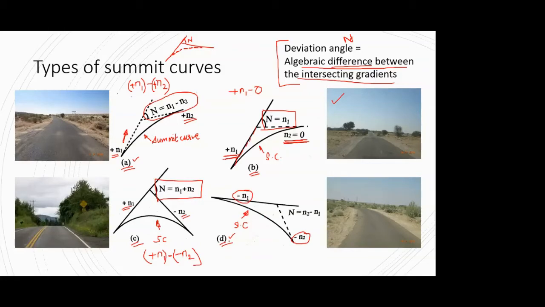And in type D, capital N is equal to n2 minus n1. How did that come? It is minus n1 minus n2, because we are taking the algebraic difference. So it will give you minus n1 plus n2. They have just written n2 minus n1 initially, and that will be the deviation angle.